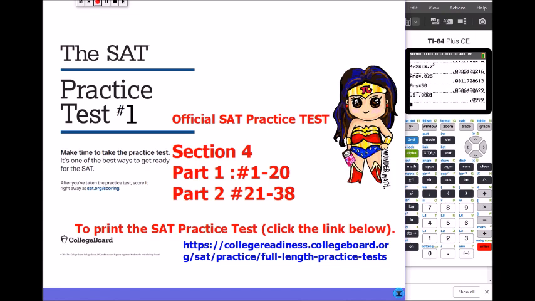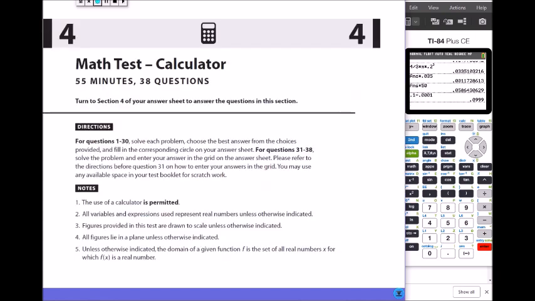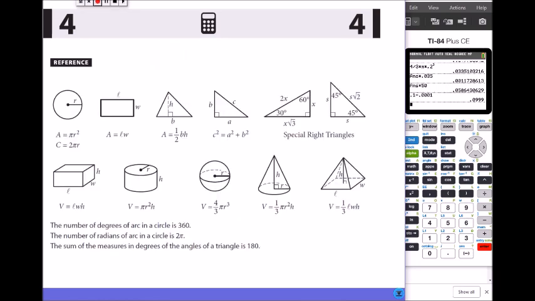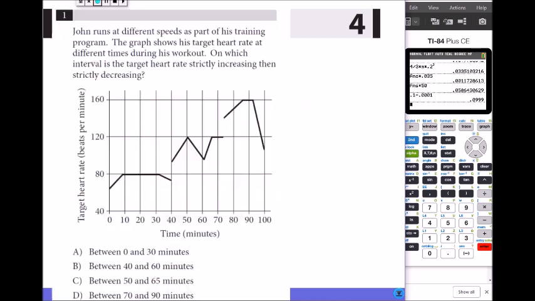There will be two parts, part 1, number 1 through 20, and second part 21 through 38. You can print the PDF version of the test by clicking the link below. And there are a total of 38 questions for 55 minutes. This is a calculator test, and there's no penalty for wrong answers, so always pick the best guess if you're not sure about the answer. And here are the formulas that will be provided to you on the first page of each section.